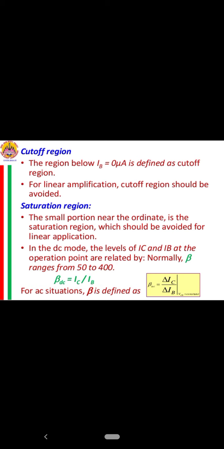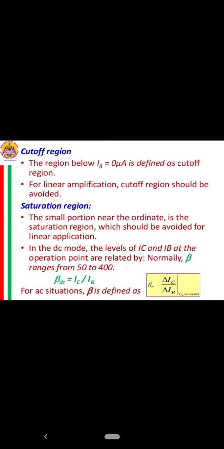Second is the cutoff region. The region below IB equal to 0 microampere is defined as the cutoff region. For linear amplification, the cutoff region should be avoided. The third is the saturation region. The small portion near the ordinate is the saturation region, which should be avoided for linear application.